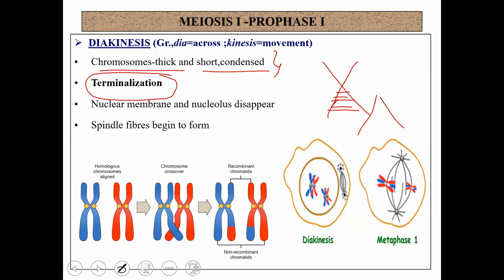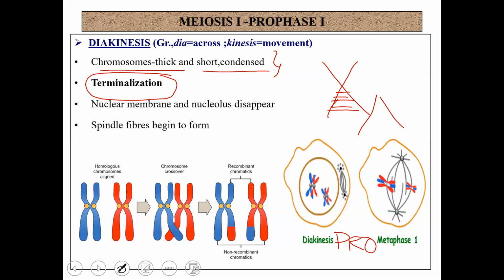The spindle fibers begin to form because they are going to enter the next stage, that is metaphase. So there is a transition between prophase 1 and metaphase 1. The chromosomes, especially the tetrads, start getting attached to the spindle fibers through the kinetochores and get ready for the next stage, metaphase 1. This transition stage is also called prometaphase.